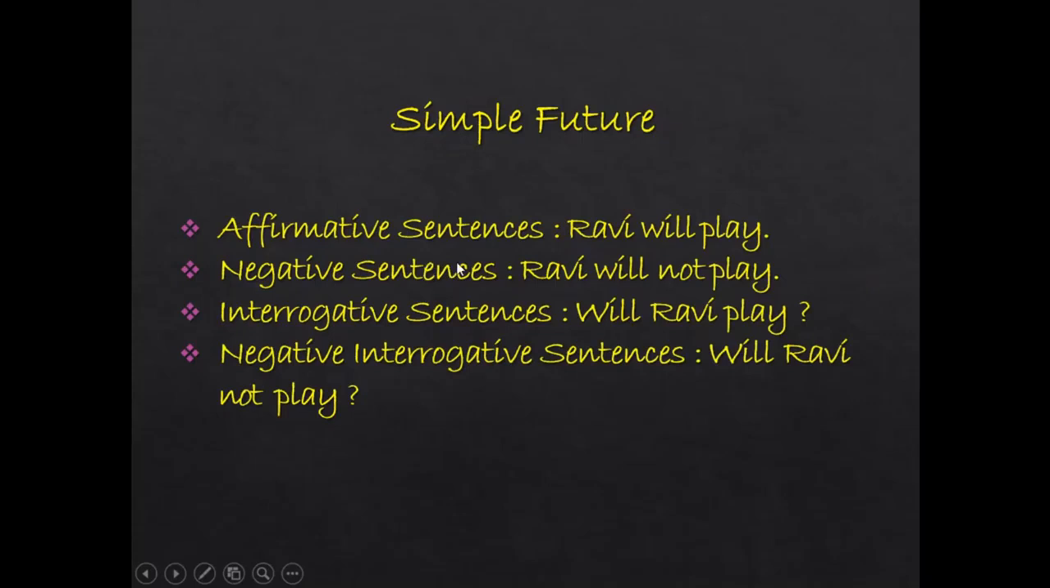How do we write a simple future tense? In affirmative sentences, we write, Ravi will play. In negative sentences, we write, Ravi will not play. An example for the interrogative simple future sentence is, will Ravi play? And negative interrogative sentence, will Ravi not play?